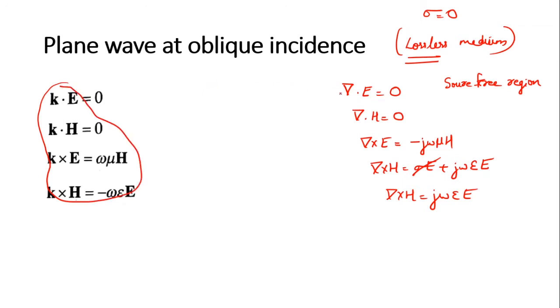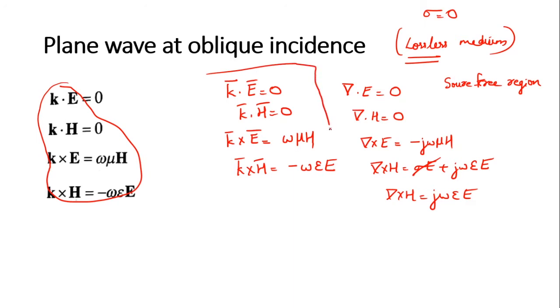But how to write it, I will tell. Instead of the del operator, you can write the propagation vector. It's a shortcut to remember it. So it will be K dot E is equal to 0. Again, instead of del you write K, that is K dot H is equal to 0. Next, K cross E is equal to, take the complex conjugate, so the negative will be replaced, and it will be omega mu H. Similarly, K cross H will be, remove that j and there will be a minus sign, that is minus omega epsilon E.